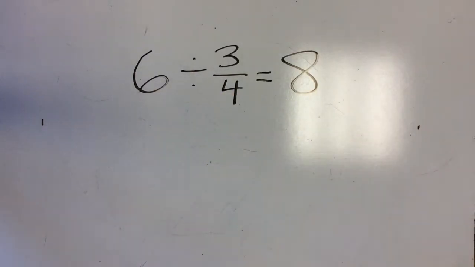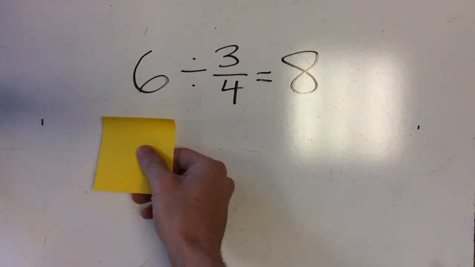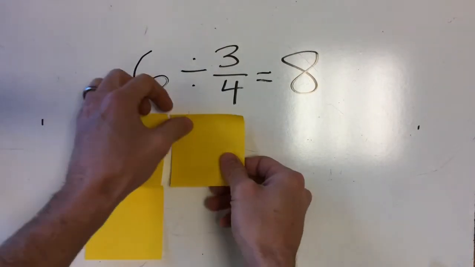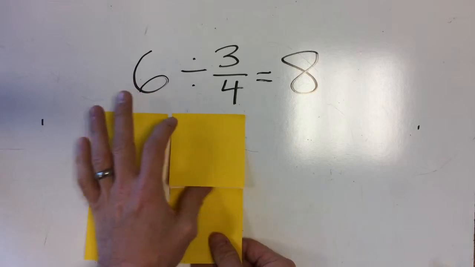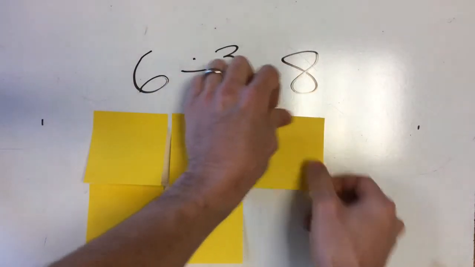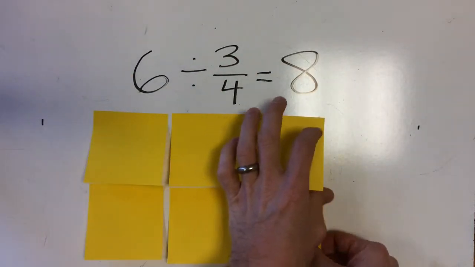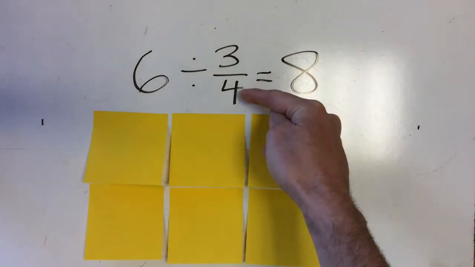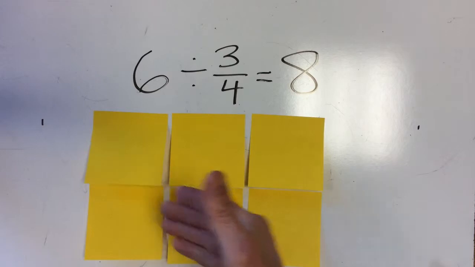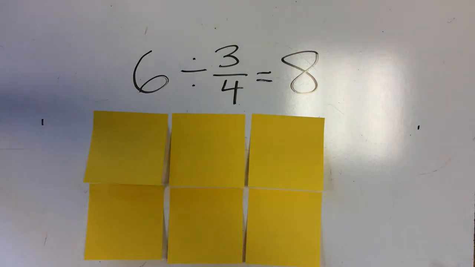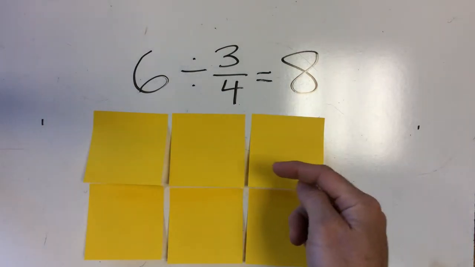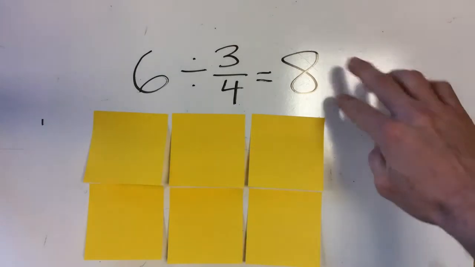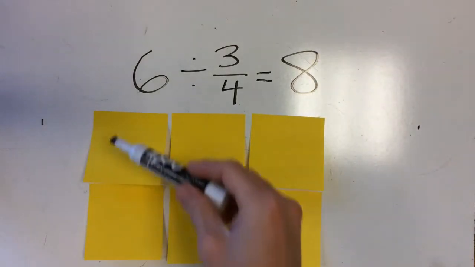Here's my story. I got 6 post-it notes. But this is only 3/4 of the post-it notes that I need to make my story. And the question is, how many post-it notes do I need for the whole story? And the answer is 8.